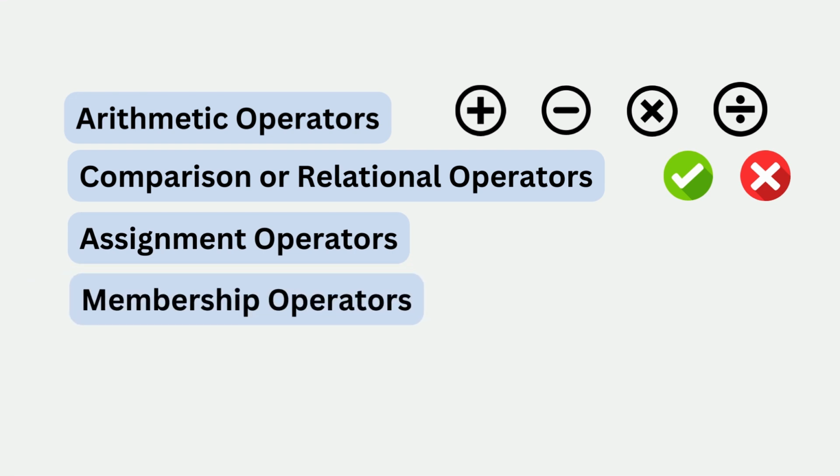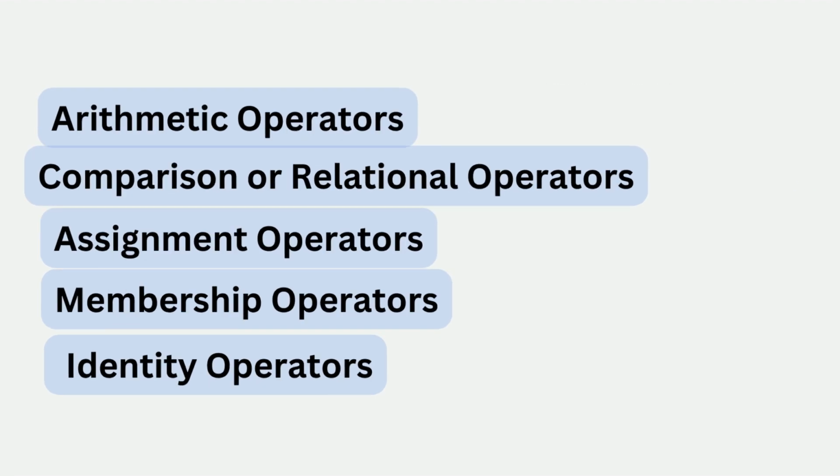Next, we have membership operators. They will check if a value is present in a sequence. Finally, identity operators compare the identity of two objects. In the next sections, we'll explore each type of operator in more detail, providing examples to illustrate their usage.